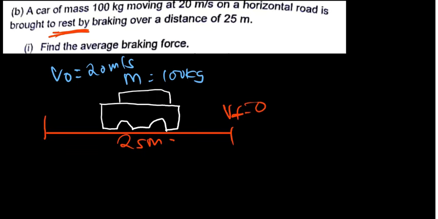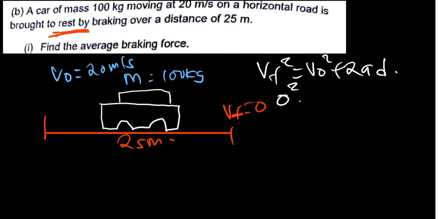We need to find the acceleration. So to find the acceleration, since it was brought to rest, the acceleration is going to be negative. We don't have time. The only formula which can work is v final squared is equal to v initial squared plus 2ad. The final velocity is 0. The initial velocity is 20 squared plus 2 times acceleration, which we don't know, times the distance, which is 25. We shift this to the other side.